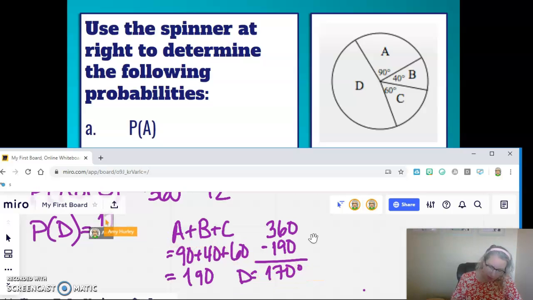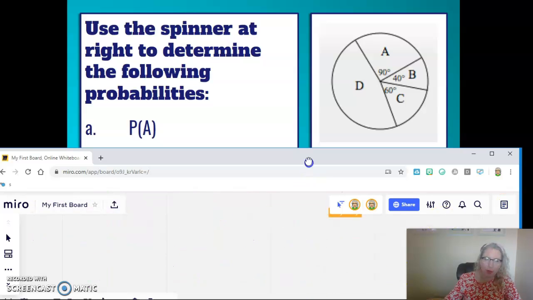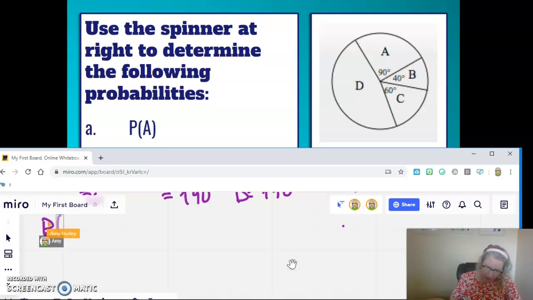Which means that the probability of D is 170 out of 360, which is the same as 17 out of 36. And the probability of E, well, that's easy. Is there any E on the board? No, there's not. There is absolutely no chance that we're going to spin that spinner and land on E. So the probability of E is 0.